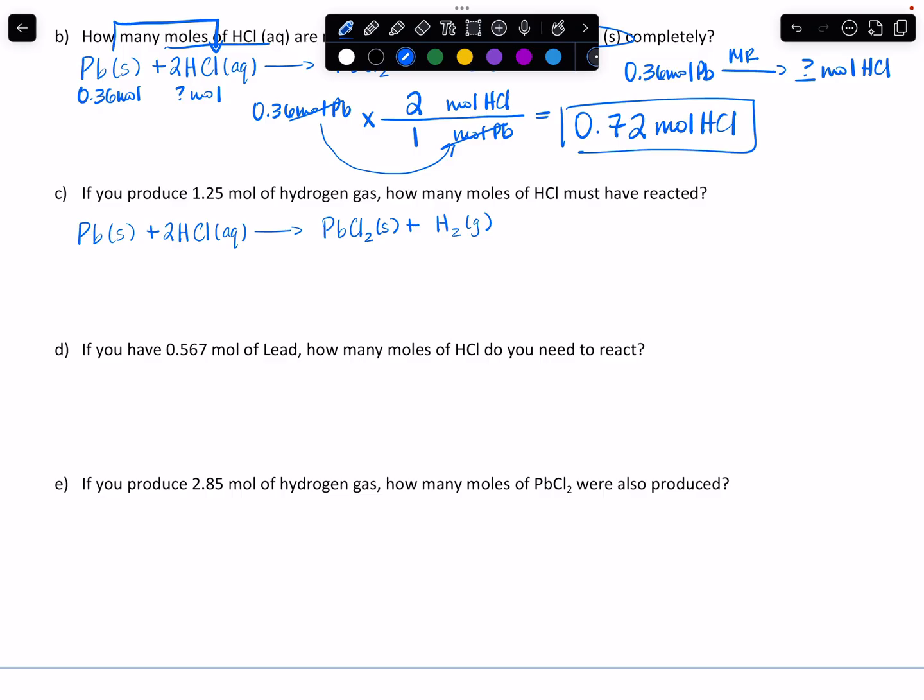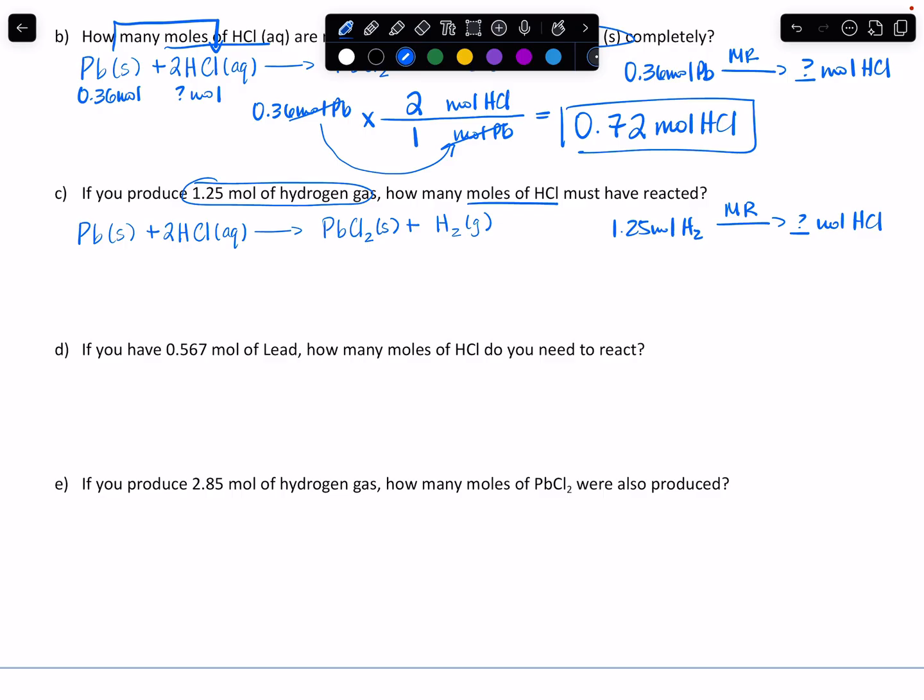So if you produce 1.25 moles of hydrogen gas, how many moles of HCl must have reacted? Here's what's given, moles of hydrogen gas, and here's what we're looking for. So we have 1.25 moles of H2, and we're trying to determine moles of HCl. This is a moles to moles conversion, so that's going to be a mole ratio step, and that's the only step I need. So again, one step.